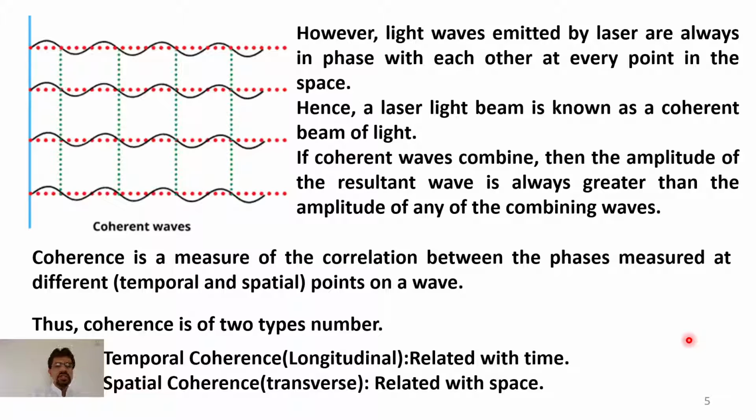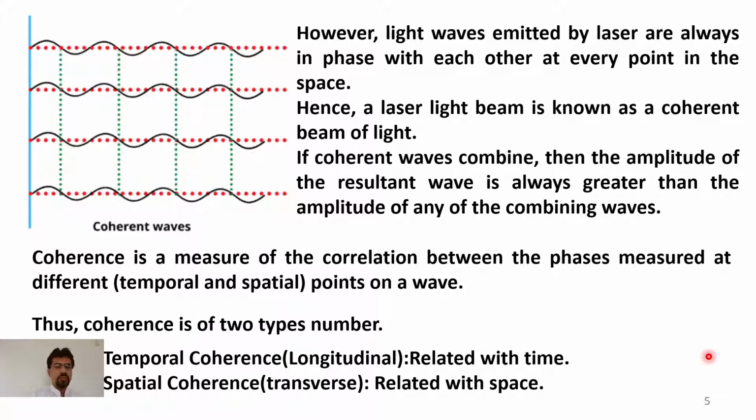Coherence is a measure of the correlation between the phases measured at different points on a wave. And according to that, there are basically two types of coherence. The first one is temporal coherence, also known as longitudinal coherence, and this is related to time. The second one is spatial coherence, also known as transverse coherence, and this type is related to space.